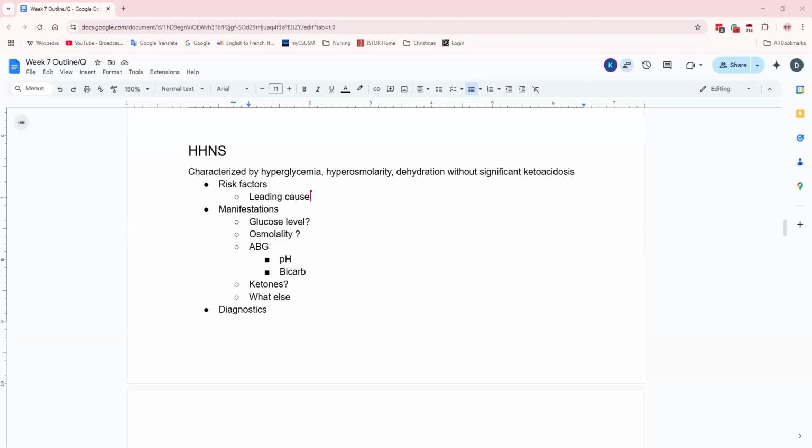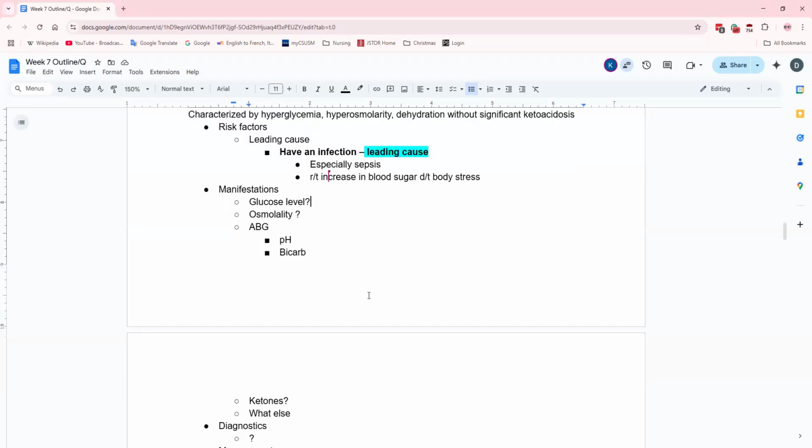Small to absent ketonemia is also true. Risk factors: older than 65, and it's more common in type 2 diabetics. Other risk factors include stress, another health condition, taking certain meds, or stopping the meds they are supposed to be taking to manage their blood sugar in the first place.